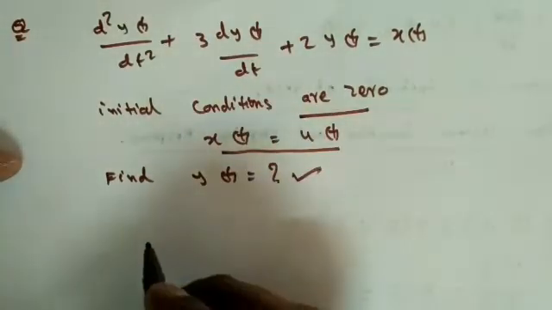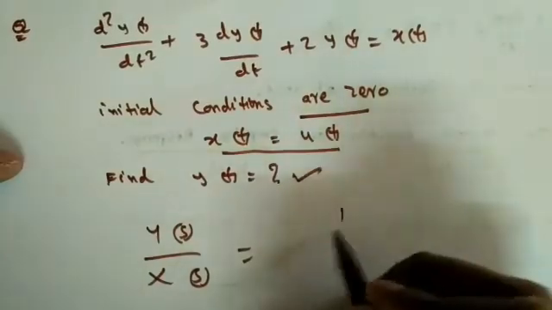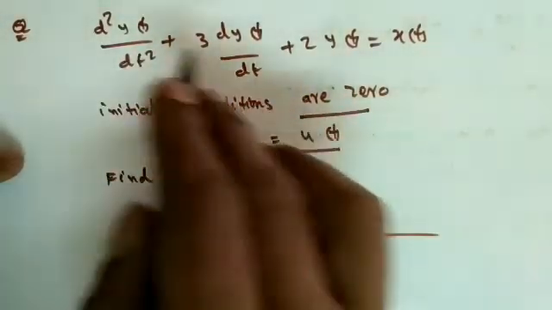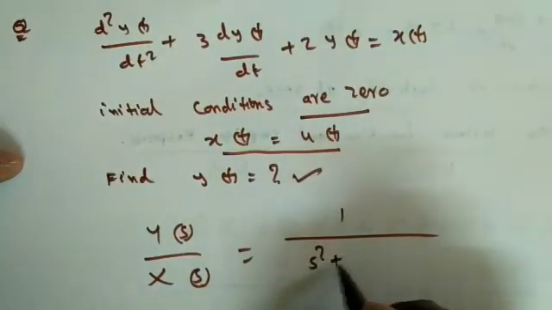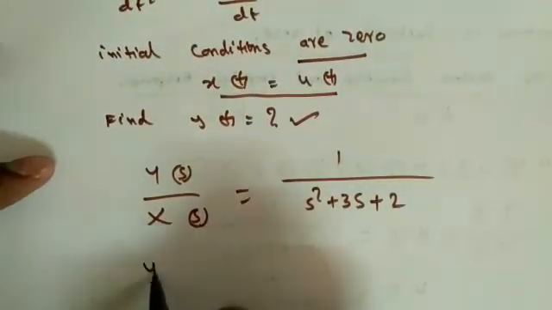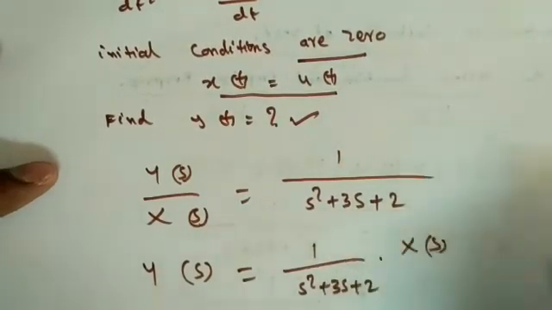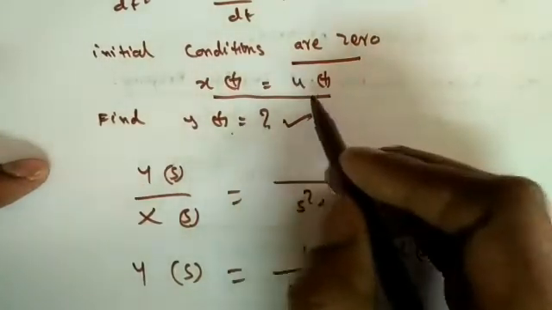So from this, what is y of s by x of s? The constants here are 1, and the initial conditions are 0. It will become simply 1 by s square plus 3s plus 2. But we need y of t. So y of s is equal to 1 by s square plus 3s plus 2 into x of s.